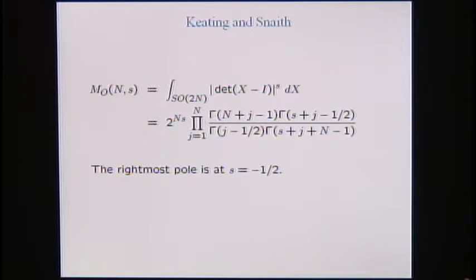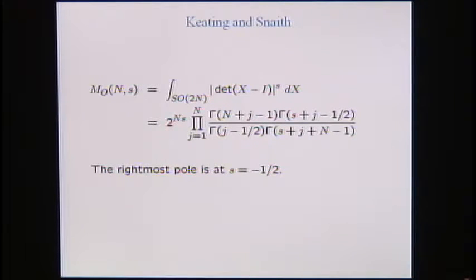Okay. All right, so the thing we're interested in then is the nth moment of the characteristic polynomial of the matrices with Haar measure over the orthogonal group. And this is the formula that they got using Selberg's integral.